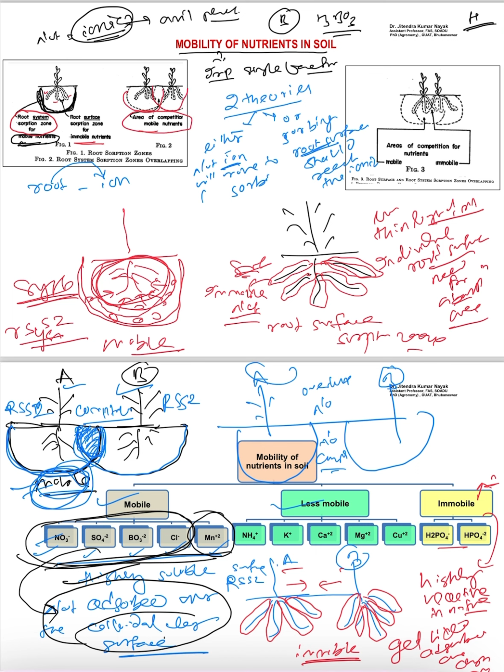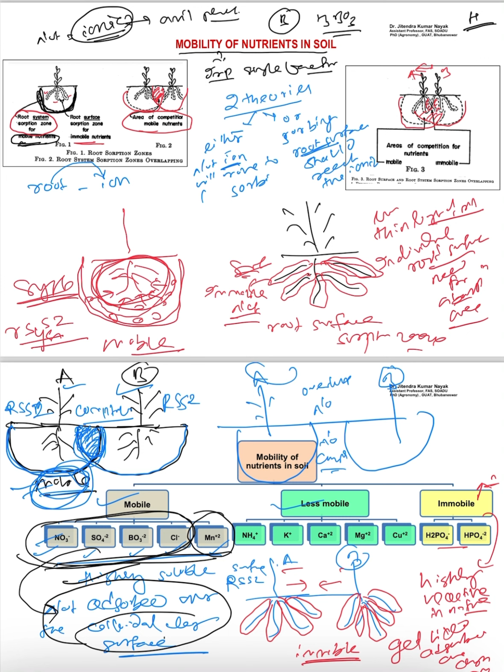So here you can see the area of competition for mobile nutrient. That is, you can see here, this is the overlapping nature. But if the plants are closer, you can see the distance between the two plants, plant A and plant B, is very less. That means here the area of competition will be for both, for mobile nutrient also, as well as for the overlapping of the immobile nutrient.